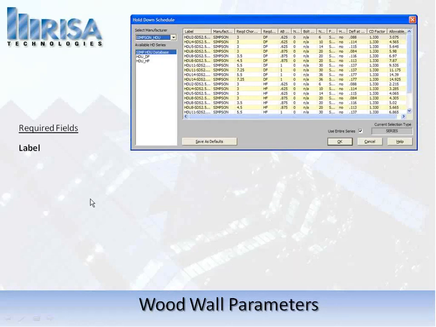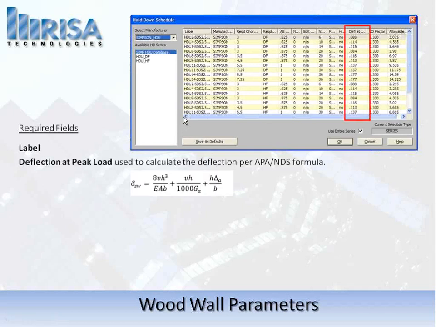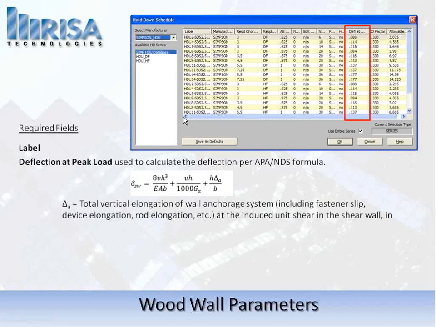The required fields for that are going to be the label. These labels here are really straight out of the catalog, so they're really what the Simpson folks have intended us to put in there. And the next spot here we see is the deflection at peak load. Okay, that's a real important number because that number is going to go right into the NDS equation. So this deflection at peak load is that delta A, which is the total vertical elongation of the wall anchorage system, including fastener slip, device elongation, rod elongation, etc., at the induced unit shear of the shear wall. Okay, so you have that number directly from the catalog, and we can drop it right into this equation.